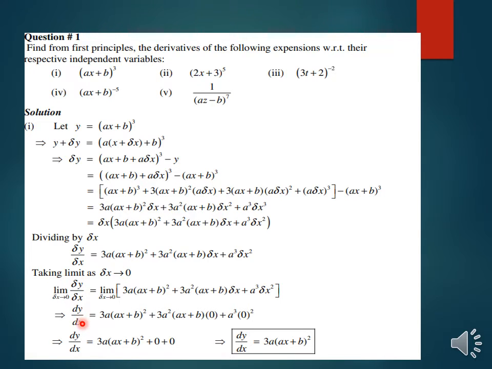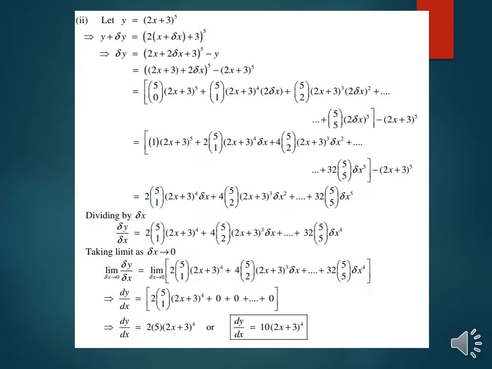In the next step we have to apply the limit. Now if we apply the limit on delta y upon delta x, it becomes dy upon dx, and here the first term remains same. In the second term we put delta x equals 0, and in the third term also we put delta x equals 0. Then the second term and third term become 0, only the first term remains: 3a times (ax plus b) whole square. So this is the derivative of (ax plus b) raised to the power 3.